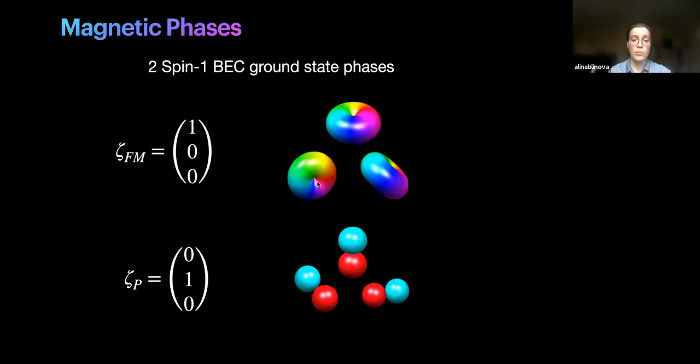Now in the polar phase, it's slightly more restricted. You have a principal axis, and you have a discrete symmetry of the phase. We'll be looking into the details of this a little later on in the talk.